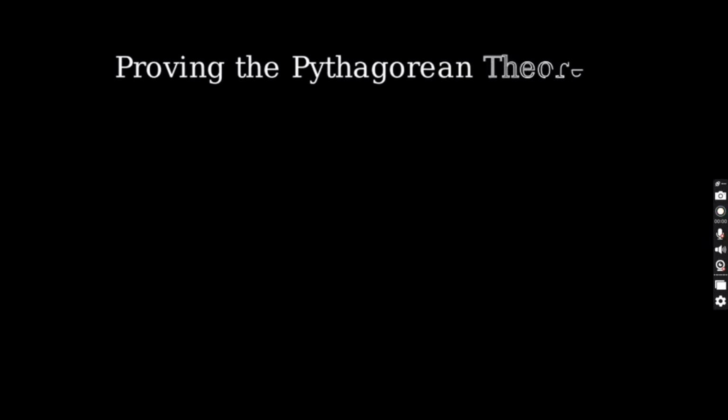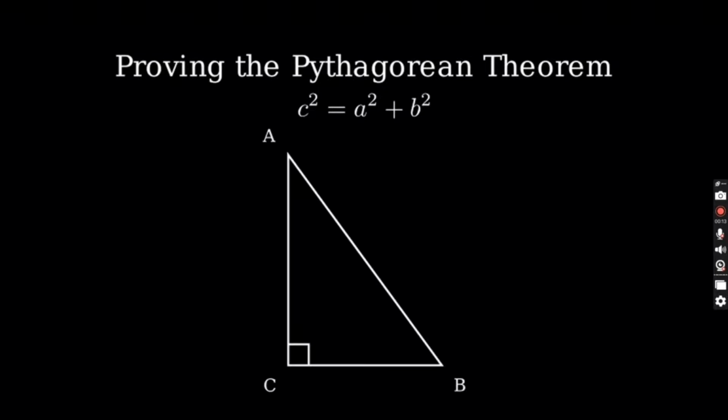Today we'll prove the Pythagorean theorem, one of the most fundamental theorems in mathematics. The theorem states that in a right triangle, the square of the hypotenuse equals the sum of squares of the other two sides. Let's start with a right triangle ABC, where C is the right angle. We'll label the sides. A and B are the legs, and C is the hypotenuse.